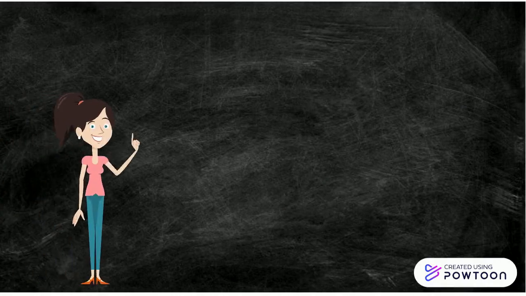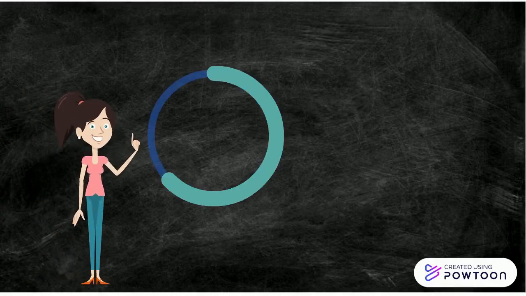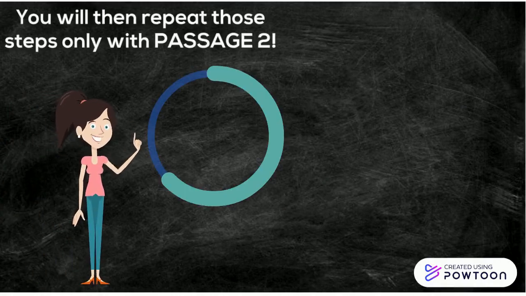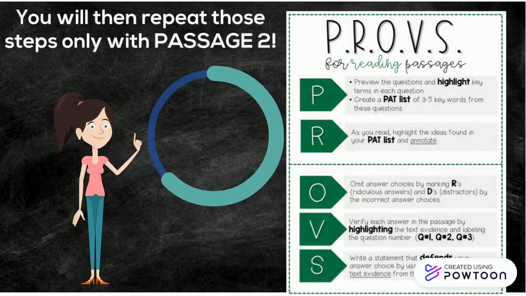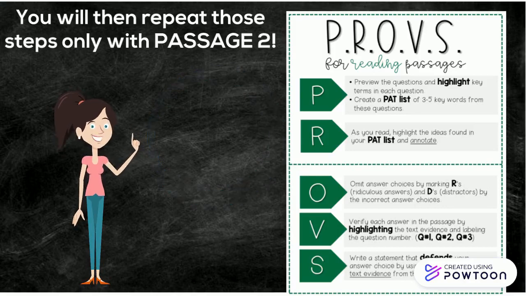After knocking out passage 1, you will then move on to passage 2. Make sure you use those PROVED strategies again, only focusing on the second passage. Make sure you look at those questions to preview and highlight keywords. Make sure you read passage 2 and annotate as you go. And then once you have finished, you can go and answer those questions by omitting, verifying, and writing a statement to justify and prove your answer.